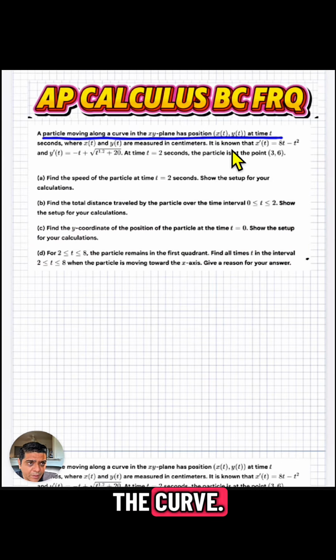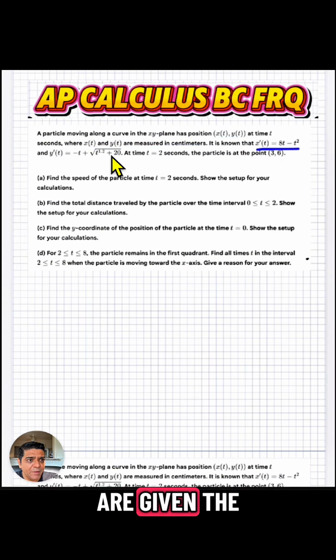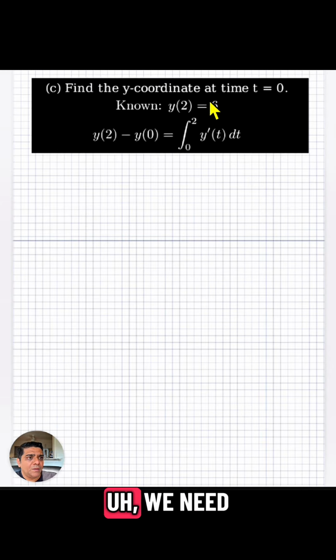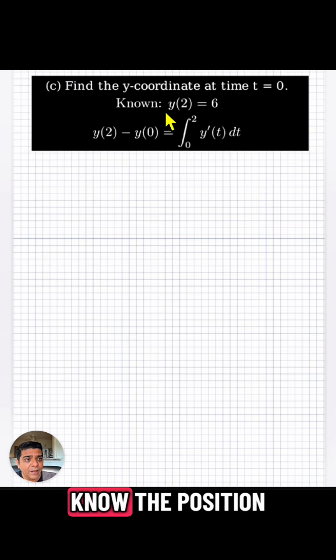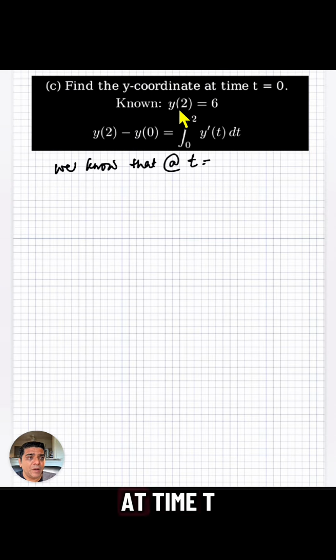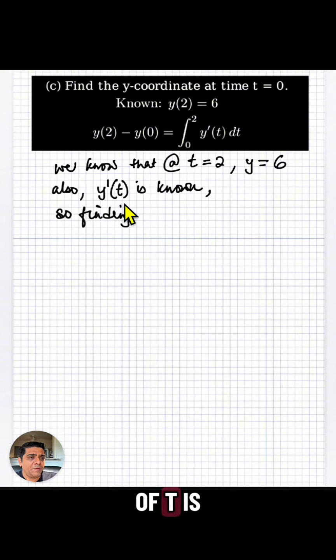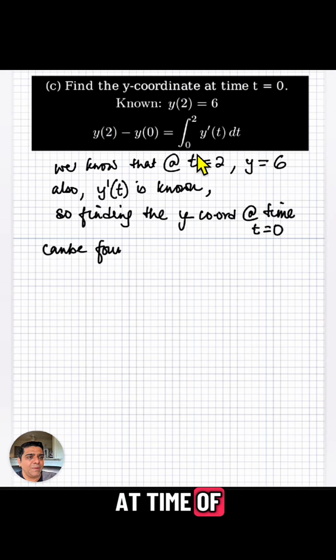A particle is moving along a curve. The derivative x prime of t, the x component, and the y component are given, which gives the velocity vector at time t. For part C, we need to find the y coordinate at time t equals 0. We already know the position at time t equals 2, y of 2 is 6, and y prime of t is also known. So we want to find the y coordinate at t equals 0.